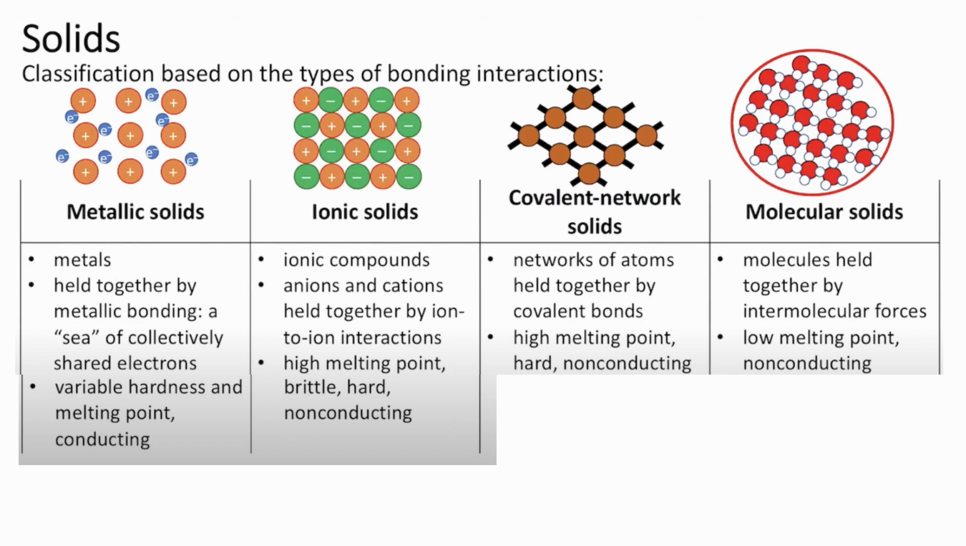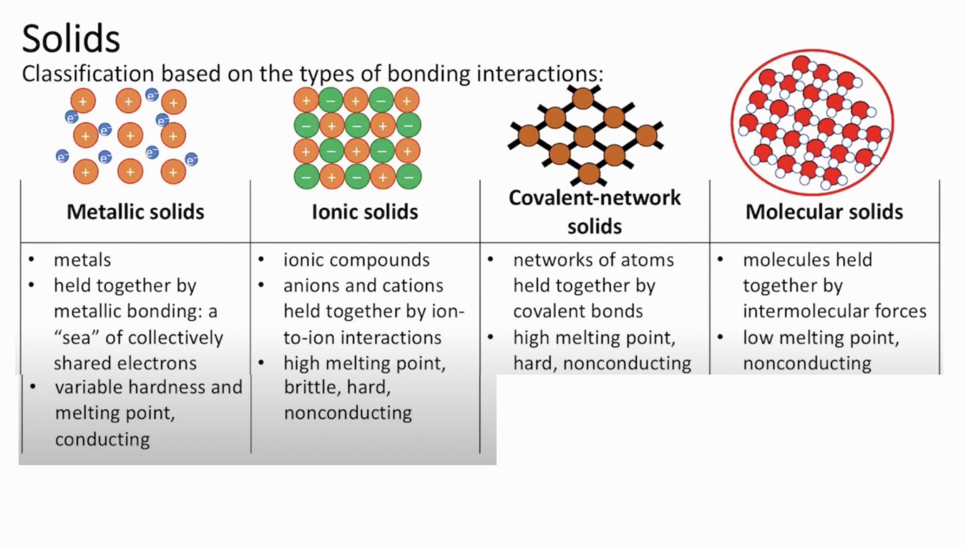All right, so let's dive into the different types of solids and their classifications based off their bonding types. The first one is metallic solids. Whenever you get a question and it says that it conducts electricity as a solid, that should immediately point you in the direction of a metallic solid, which are just metals bonded together with metallic bonding.